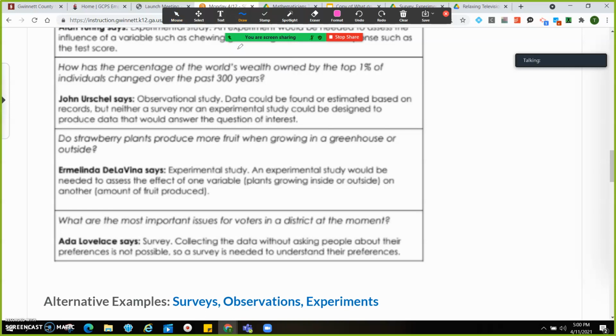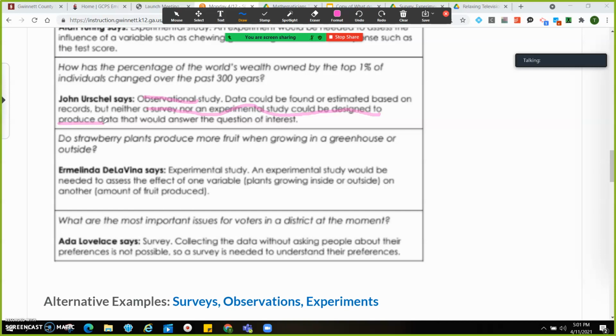So how has the percentage of the world's wealth owned by the top 1% of individuals changed over the past 300 years? So this would be an observational study, okay? And the data could be found or estimated based on records, but neither a survey nor an experimental study could be designed to produce data. You really couldn't be like, hey, how much do you make? And ask the people 300 years ago how they did that too, right? You couldn't go talk to the people 300 years ago.